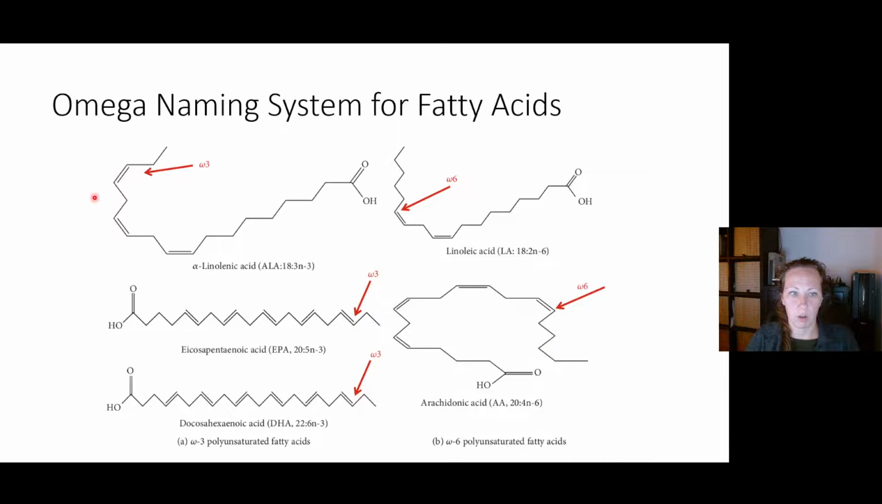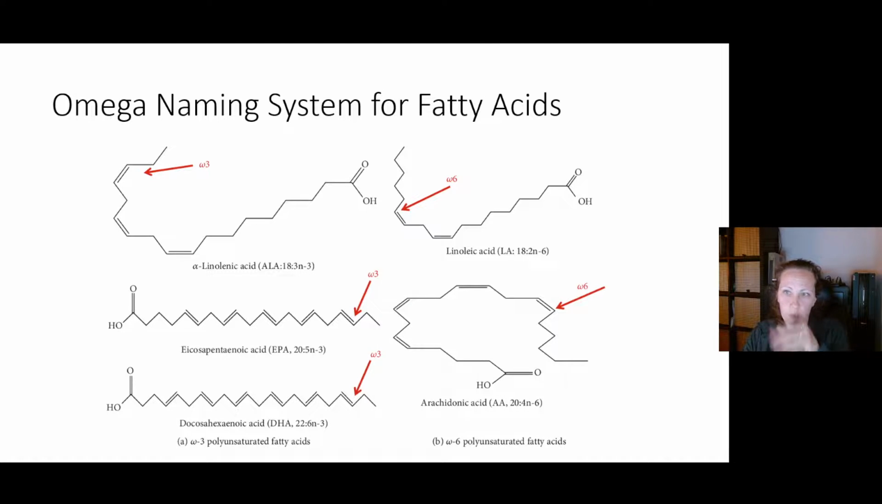So this is omega-3. Eicosapentaenoic acid, 1, 2, 3. Docosahexaenoic acid, 1, 2, 3. Linoleic acid, 1, 2, 3, 4, 5, 6, right there. And arachidonic, 1, 2, 3, 4, 5, 6, right there. Okay, so that is how those are named.